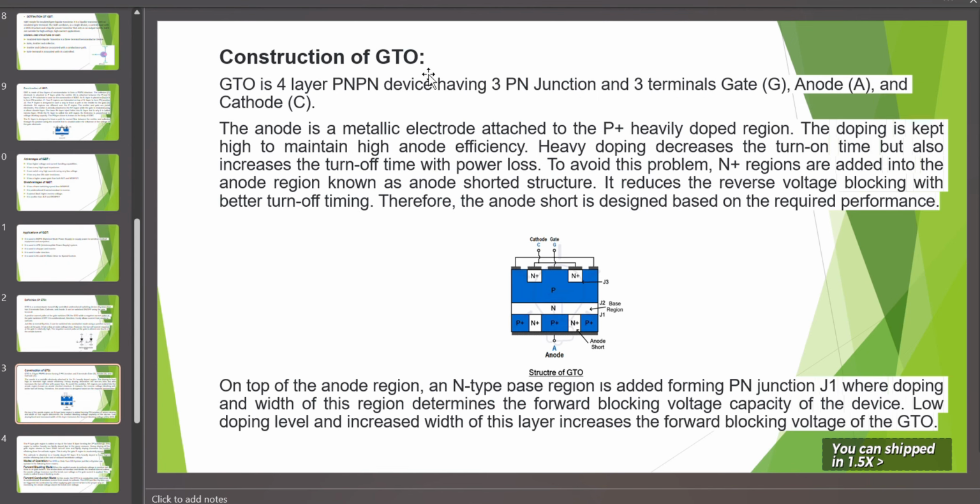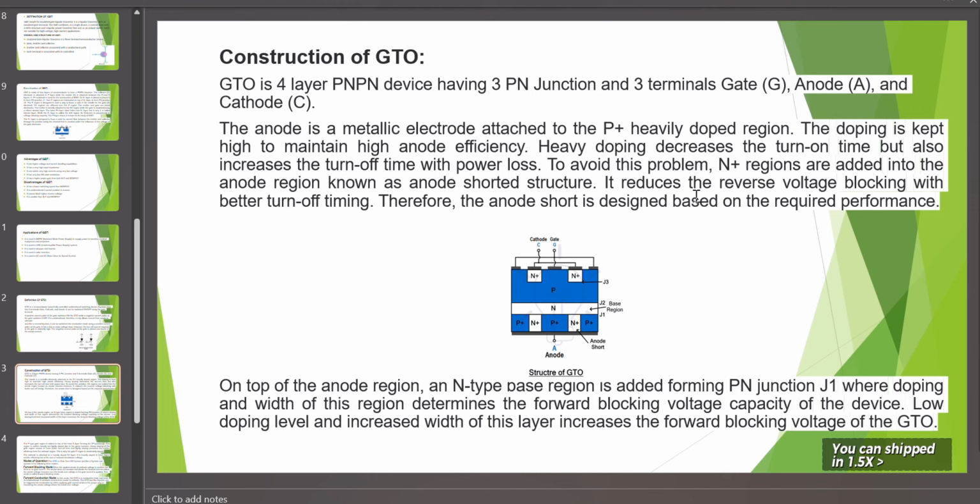GTO construction. GTO is a four-layer PNPN device, three junction, with gate, cathode, anode. The anode is a metallic electrode attached to the P plus heavily doped region, and the doping is kept higher to maintain higher anode efficiency. Heavy doping decreases the turn on time but also increases the turn off time with power loss. To avoid this problem, মানে power লসটাকে কমানোর জন্য N plus regions are added into the anode region, known as anode shorted structure. N plus region টাকে জানা হয় anode shorted structure.